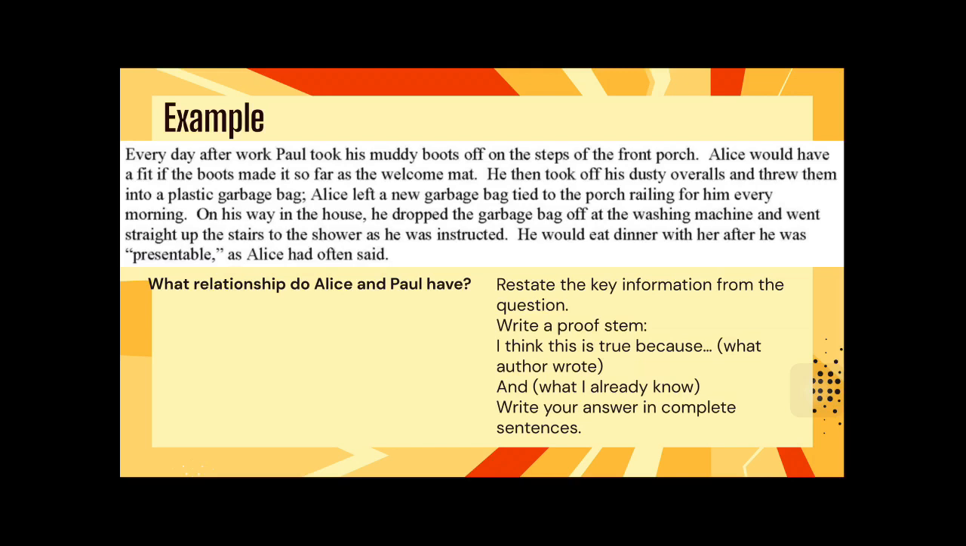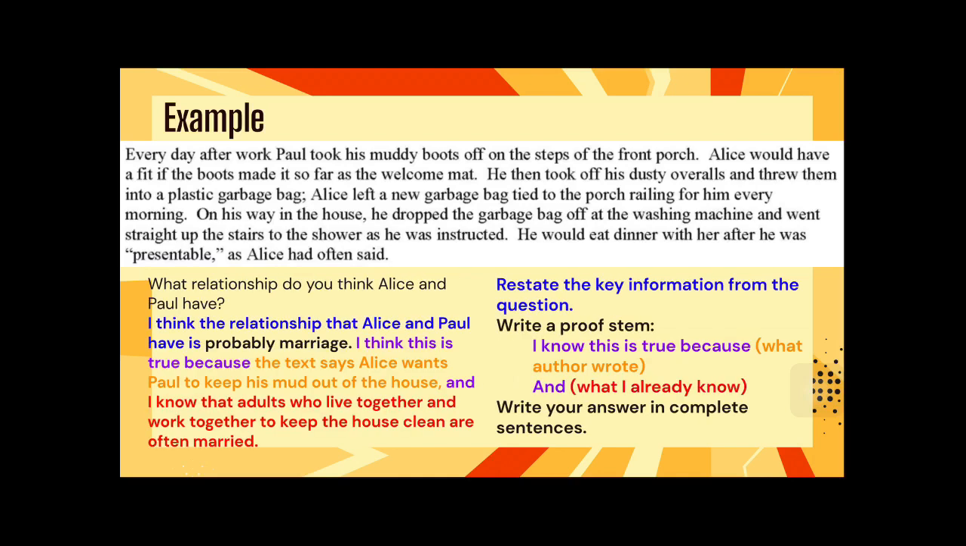So here's what the final product would look like. We're going to restate the question. What relationship do I think they have? I think the relationship that Alice and Paul have is probably marriage. Here's the proof stem. I think this is true because, what does the text say? The text says Alice wants Paul to keep his mud out of the house. And, what do I already know? I know that adults who live together and work together to keep the house clean are often married.